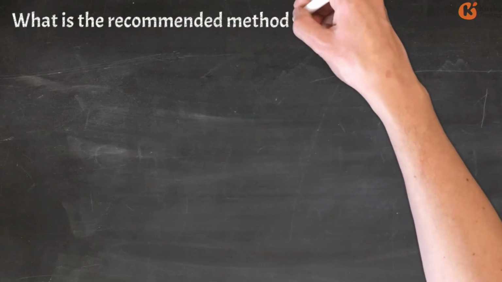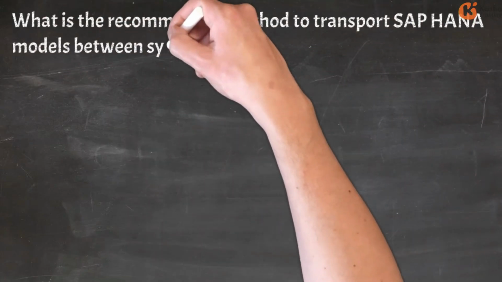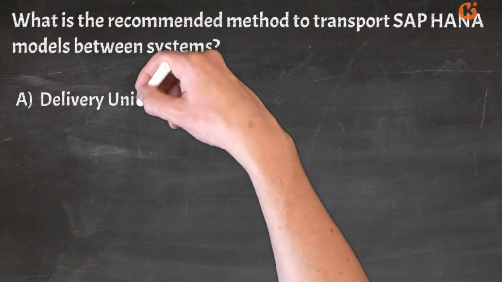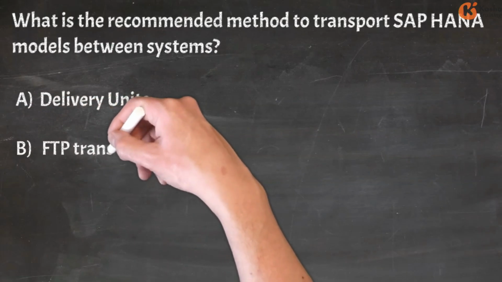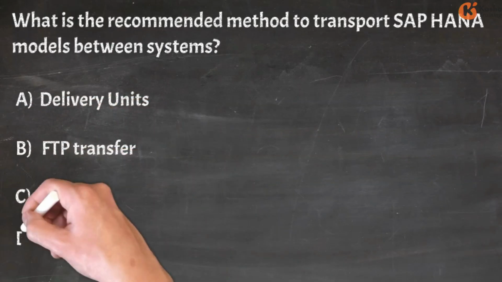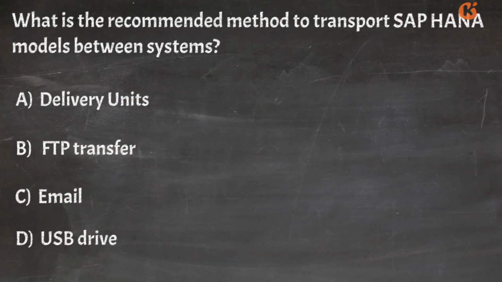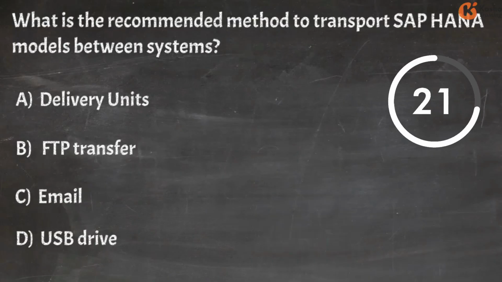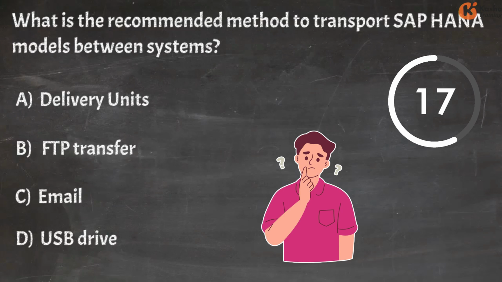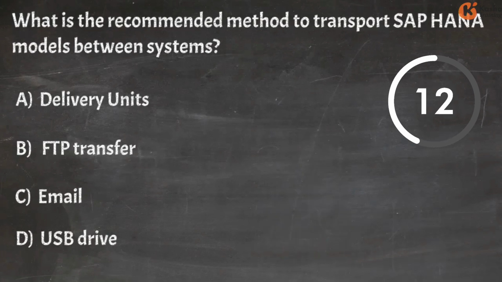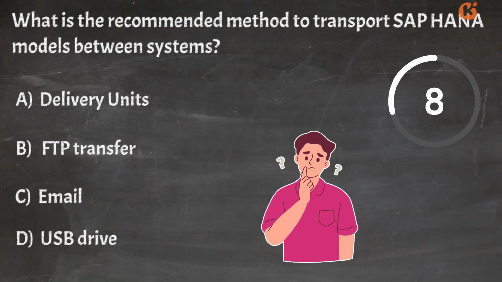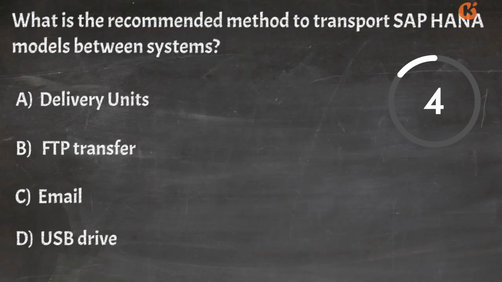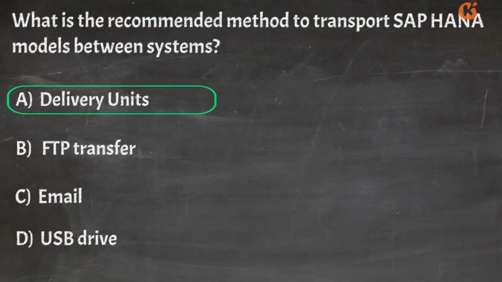Question 30. What is the recommended method to transport SAP HANA models between systems? A. Delivery units. B. FTP transfer. C. Email. D. USB drive. Correct answer A. Delivery units.